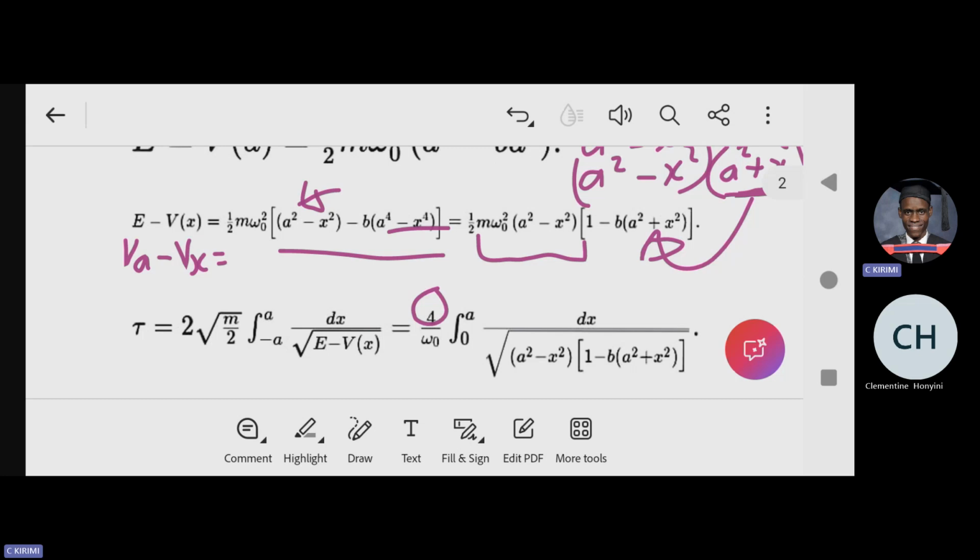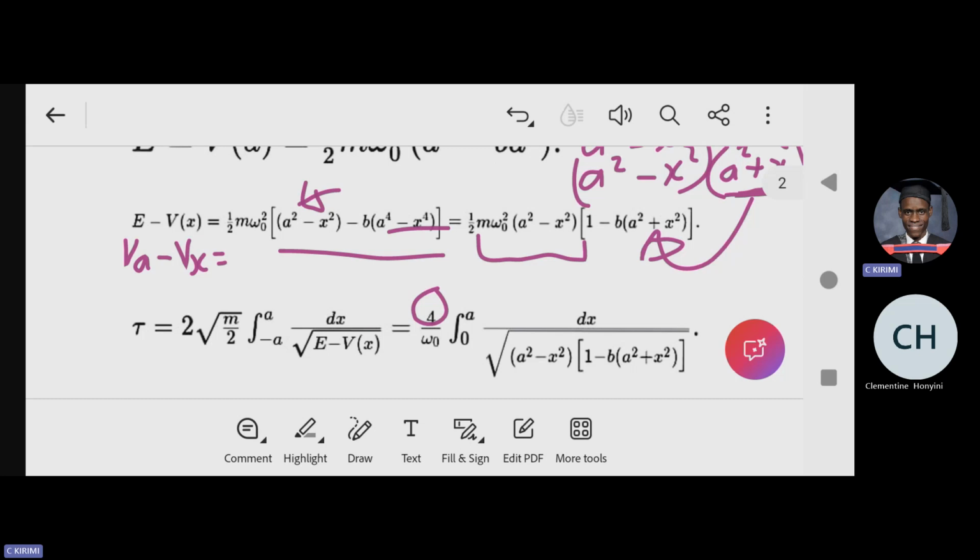So we are saying, where is the 4 coming from, Clementine? Is it when you want to put the 2 inside? No. We are saying square root of m over 2.